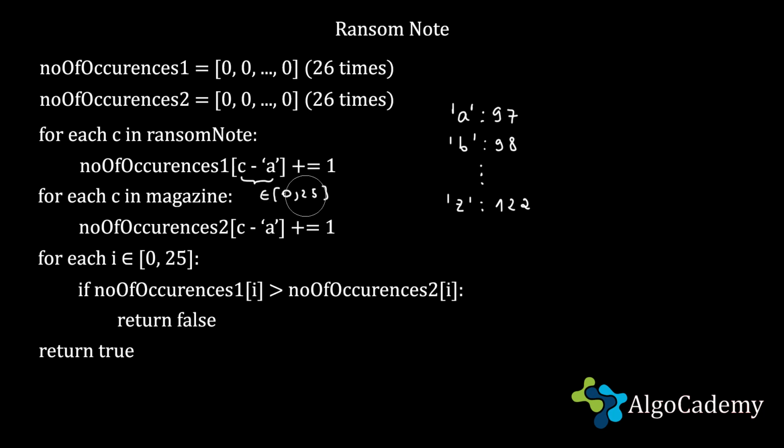So I do this for the ransom note string, then I do this for the magazine string, but this time I count them in the number of occurrences 2 frequency array, and after that I take each and every index from 0 to 25 and I compare number of occurrences 1 of I with number of occurrences 2 of I, and if the first one is greater than the second one, I know for sure that our ransom note string cannot be obtained, so I return false right away.